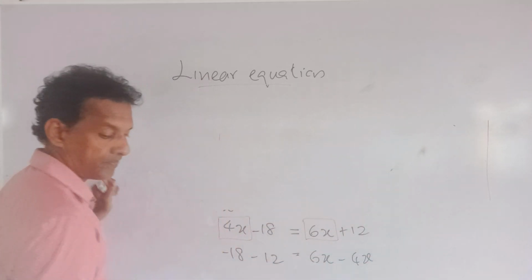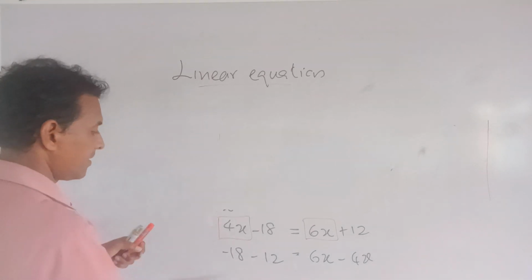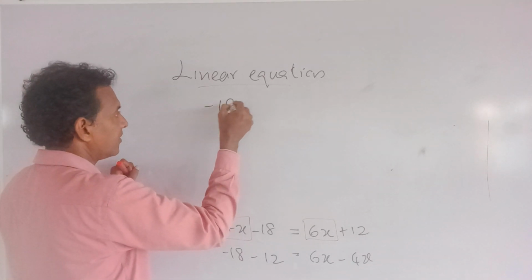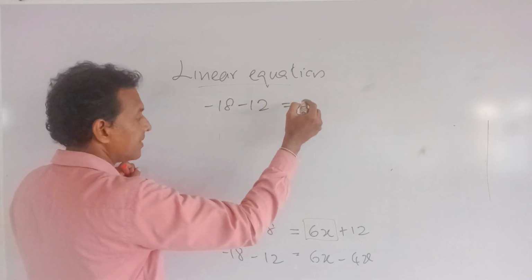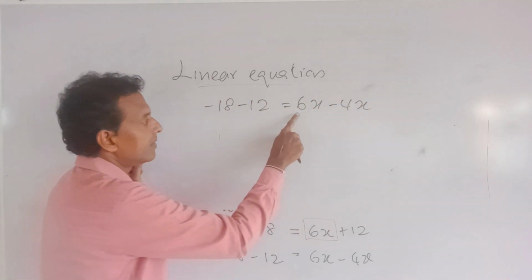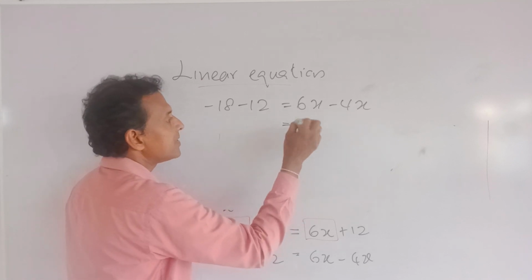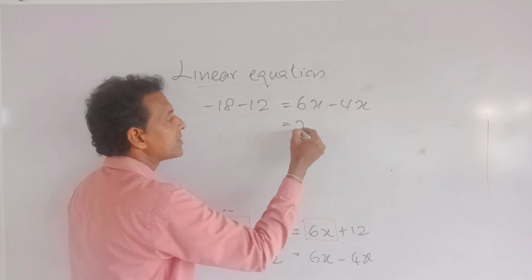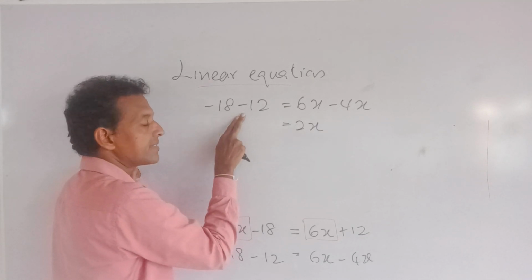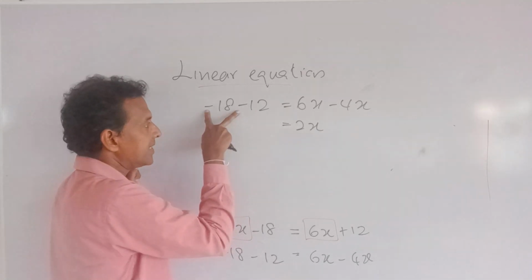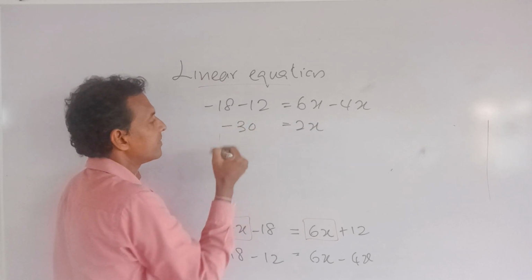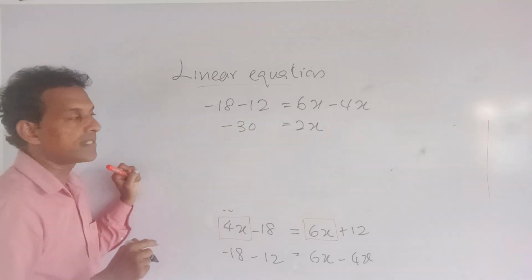So we have, I write this again here, minus 18 minus 12 equals 6x minus 4x. Subtract this: 6x minus 4x means 2x. Minus 18 minus 12, same signs, so add the values and keep the same sign: minus 30.